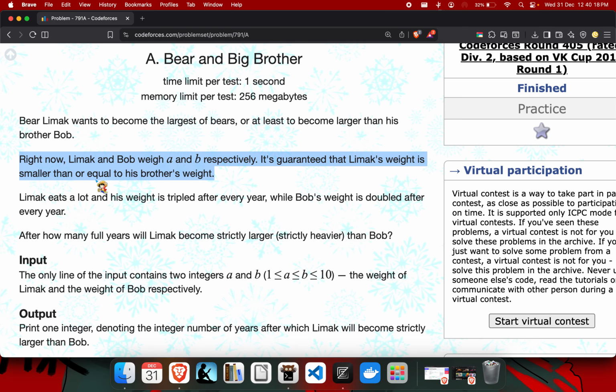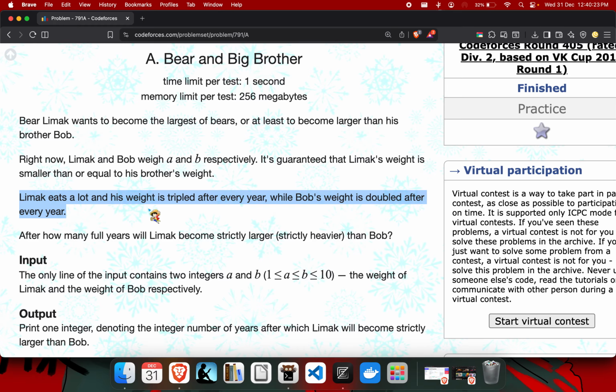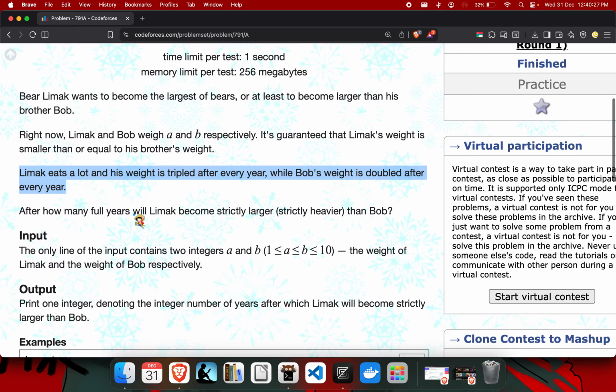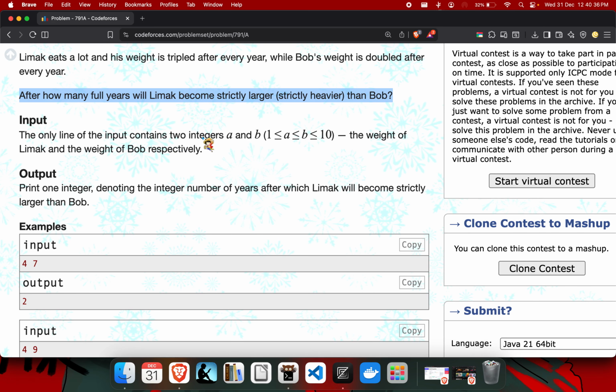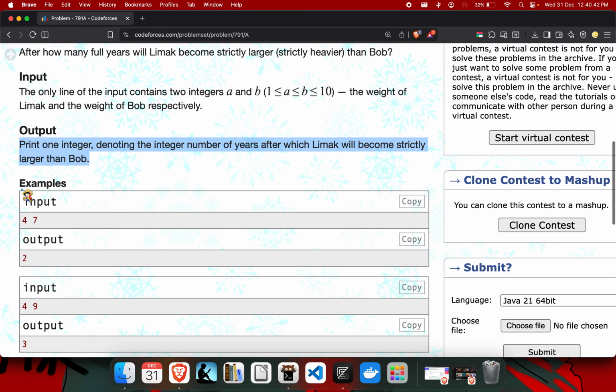Limak eats a lot and his weight is tripled after every year, while Bob's weight is doubled after every year. After how many full years will Limak become strictly larger, that is, strictly heavier than Bob? Now we are provided with inputs. Input is just two integers which are provided to us, and output is just the number of years.